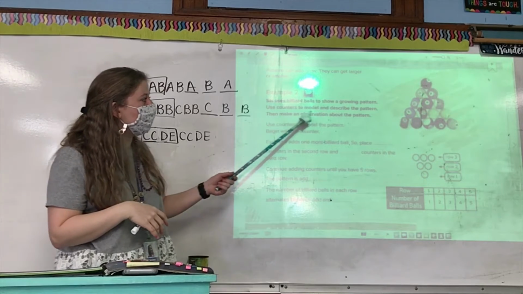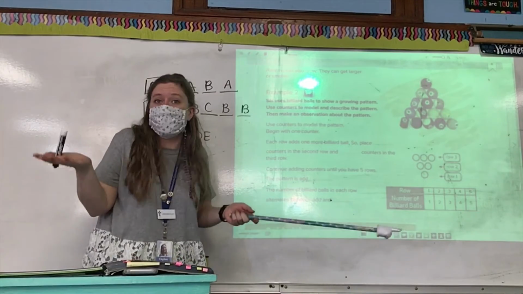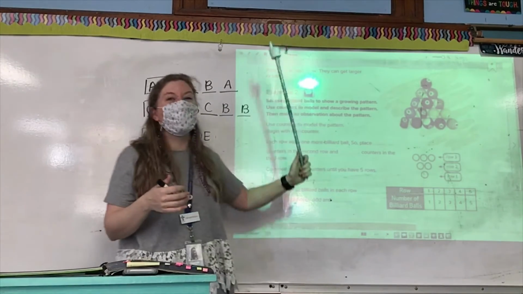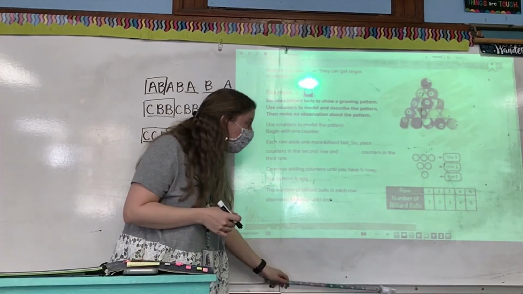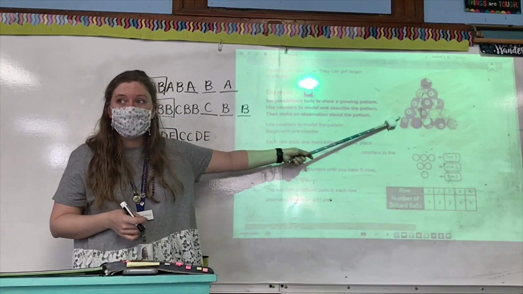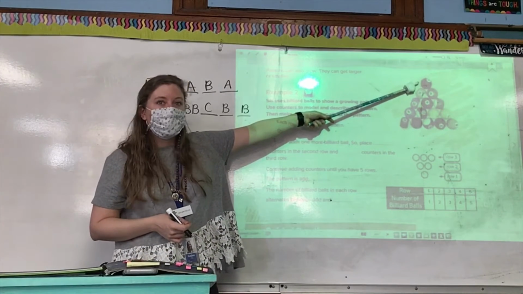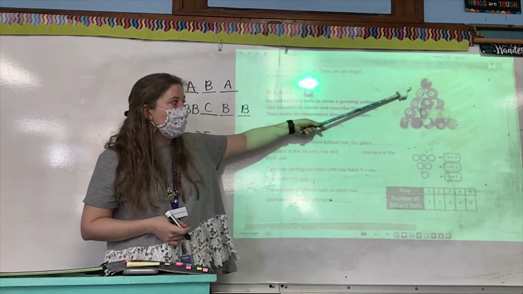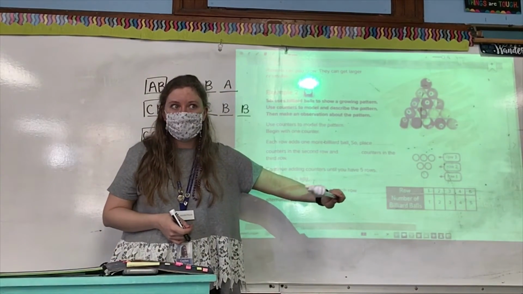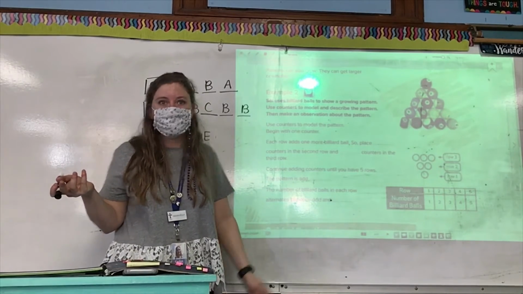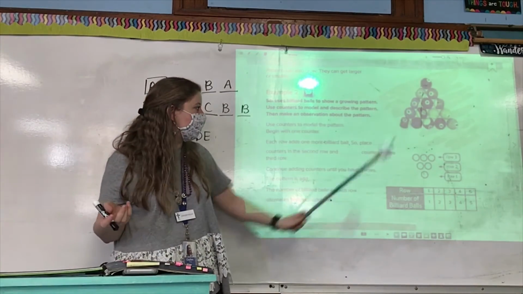Use counters to model and describe the pattern. Well, I don't have enough counters for everybody. I only have like 15 counters total, so we can't do that unfortunately. So we're just going to draw the counters. Then make an observation about the pattern. So here is Sal's growing pattern. Do you see how it gets bigger? He starts with one pool ball and then ends up with 1, 2, 3, 4, 5 pool balls. 5 is bigger than 1, right? So the pattern got larger. It went from 1 pool ball to 5.